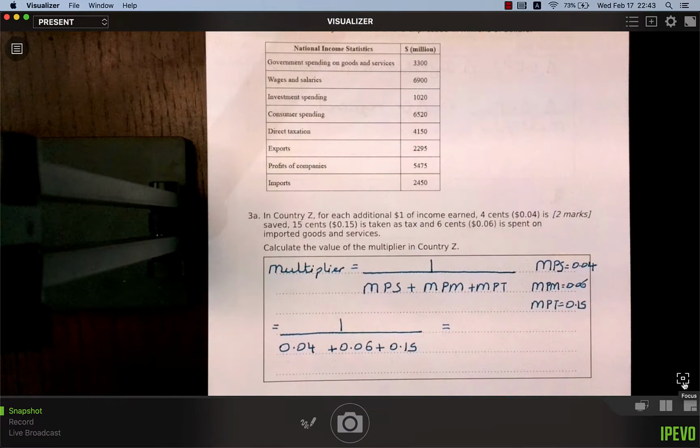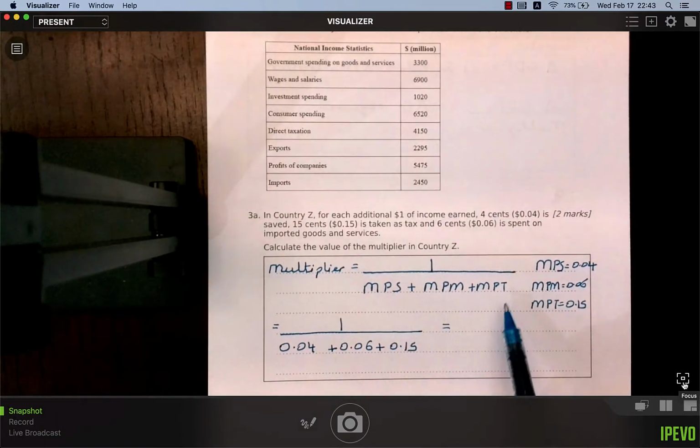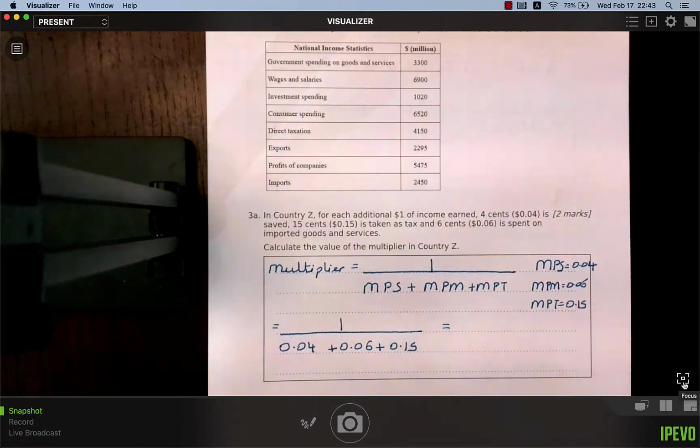If there wasn't an MPT, you would just be 1 over MPS plus MPM. If it was a closed economy and there was no imports, it'd be 1 over MPS plus MPT. Okay, if there's no imports and no government, it's just 1 over MPS. You just use the figures that you have. You leave out the ones you don't have because they're not important, they don't affect it.